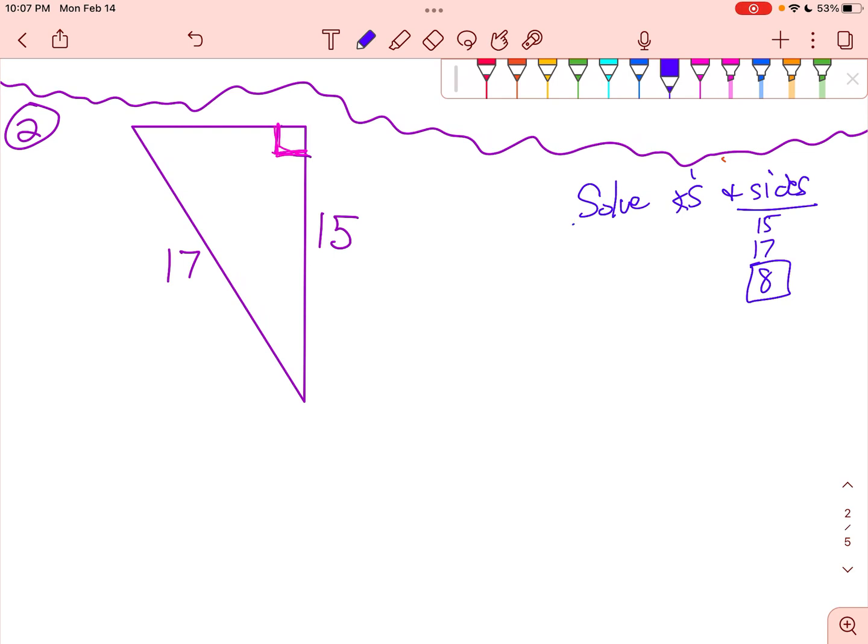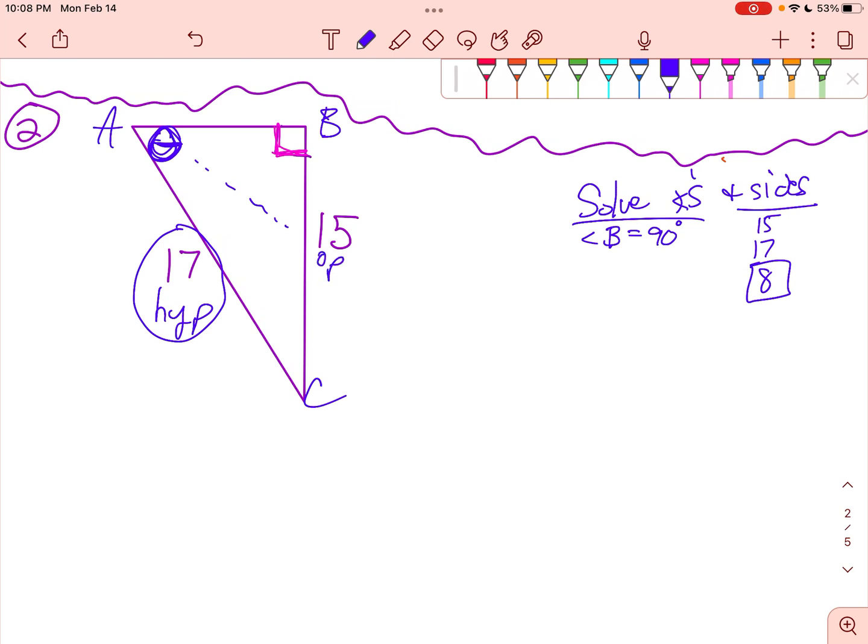The next thing we need to do is come up with all the angle measures. We can see that one of the angles is 90 degrees, and for reference, I'll label the vertices A, B, and C. So we know that angle B is 90 degrees. We still need to find angle A and angle C. It's up to you wherever you want to put that little theta marking. I'm going to put it at A. I'm going to mark this with what's called a theta, and I'm going to label my sides after that. Again, we're working with the hypotenuse, and obviously this is my opposite side.